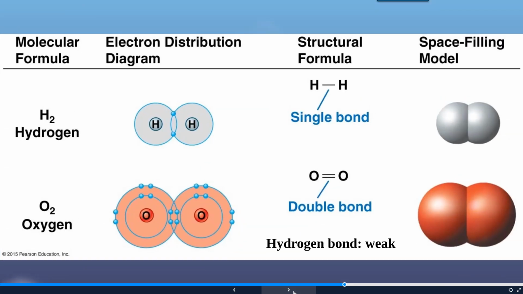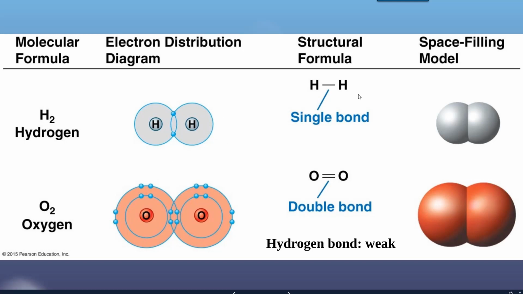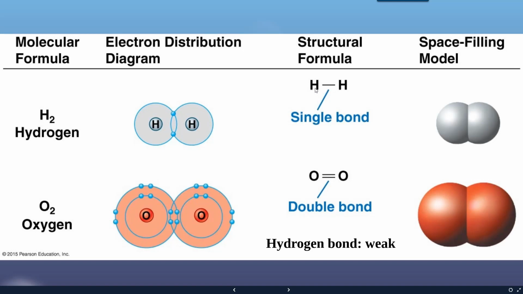We represent this sharing or these bonds in different ways. We have the molecular formula, which is going to demonstrate the total number of atoms that are found for a certain element. We have an electron distribution diagram that we can use to represent these bonds. We also have a structural formula, which consists of identifying each of the different atoms found within a compound or a molecule and representing a single bond with a single line and a double bond, or the sharing of two electrons, with a double line. We also find these space-filling models, but those are found a little less commonly.